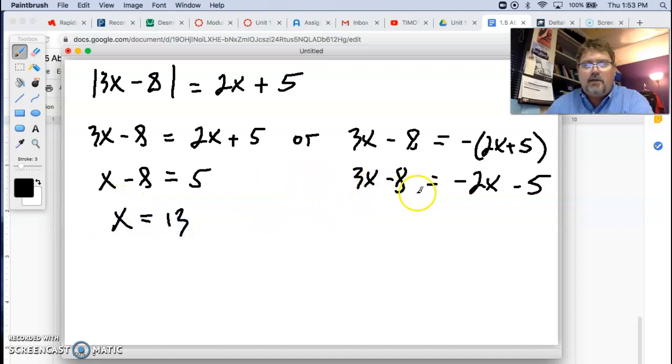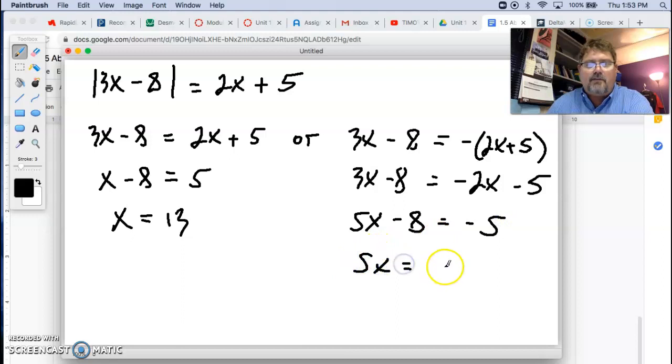Over here, we're going to add this 2x over to get 5x. It leaves me a negative 5. And we'll add the 8 over, and I think that's a positive 3, so x is 3/5.